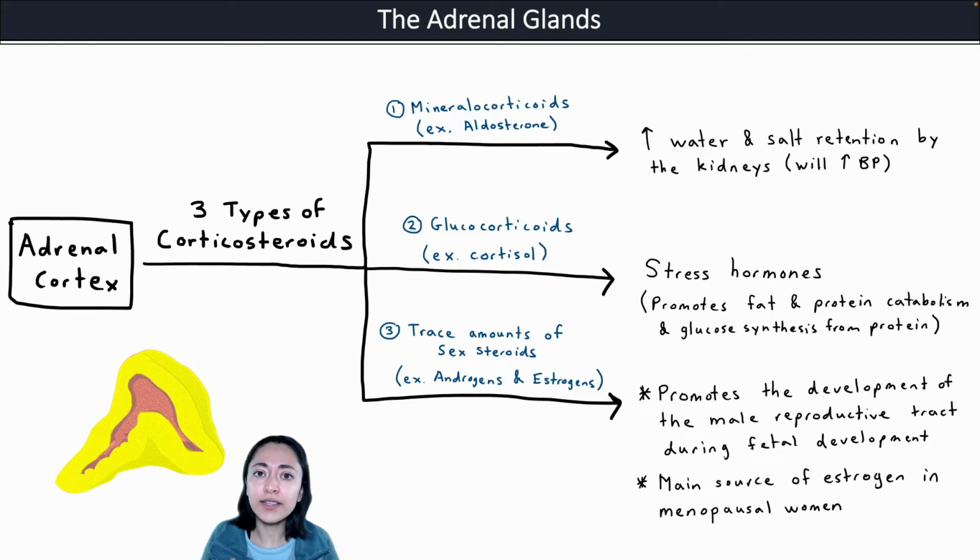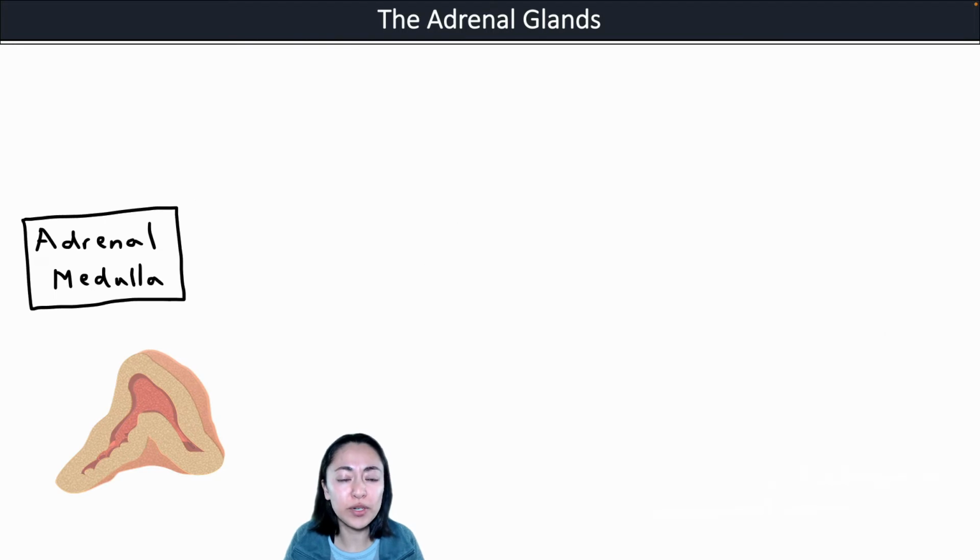And estrogen has a lot of functions in the body other than just regulating the reproductive cycle. It's also really important in bone health and brain health. Now let's look at the adrenal medulla. The adrenal medulla, remember, is the inner region of the adrenal gland.